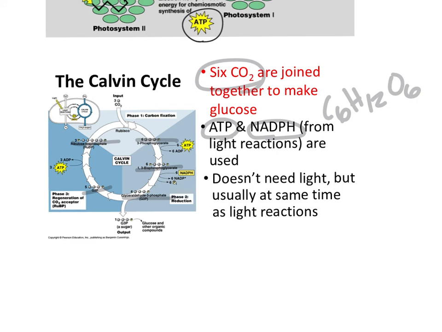Lastly, to conclude this video, a reminder that the Calvin cycle does not use light, but it is usually going to take place simultaneously, because why would a cell sit around and wait if it can do something at the same time and not waste time? So the cell is going to try to make as much glucose as possible, so why not get everything going at once? So the Calvin cycle doesn't use the light, it uses what was made in the light reactions.